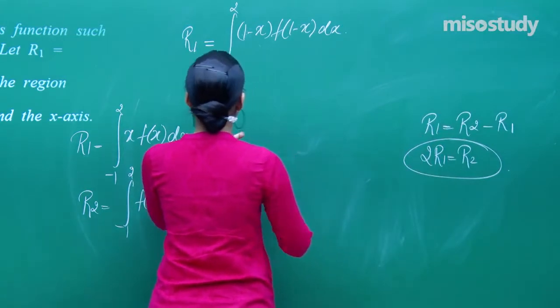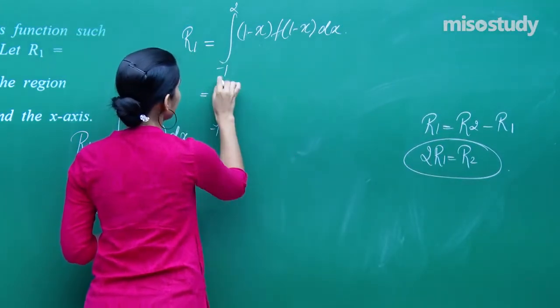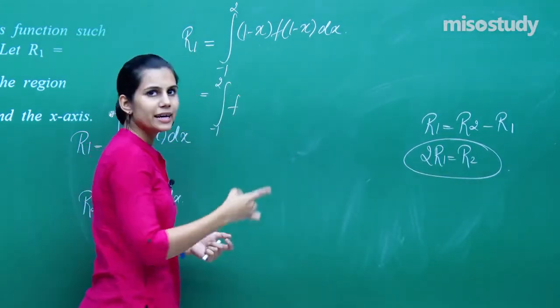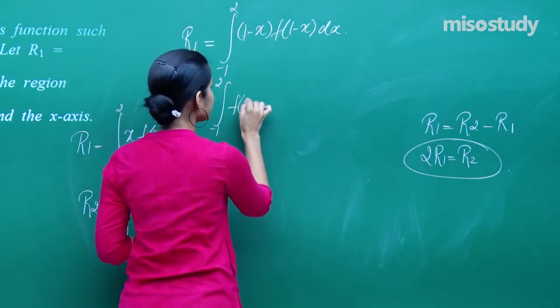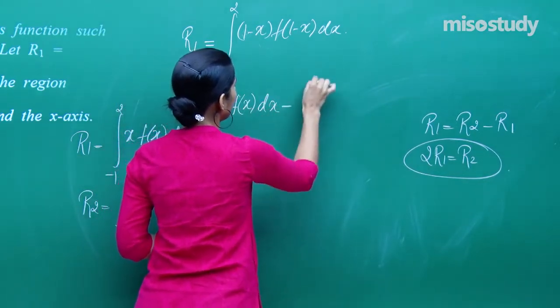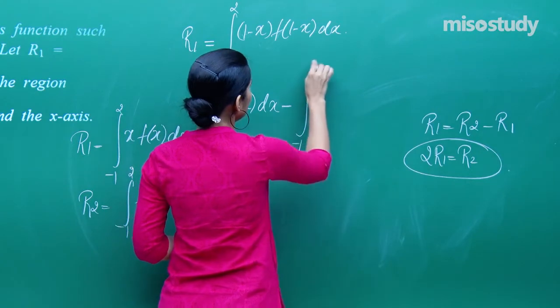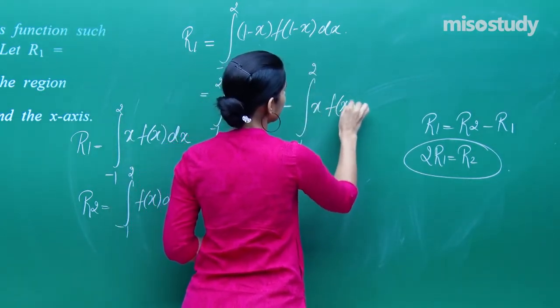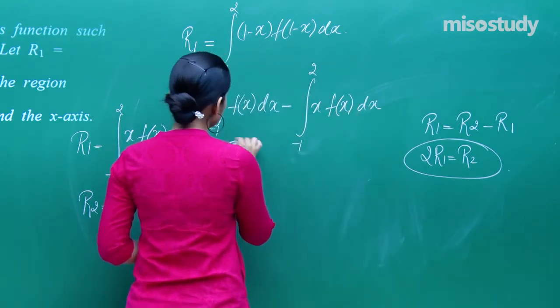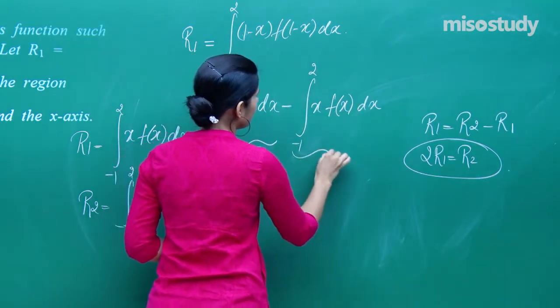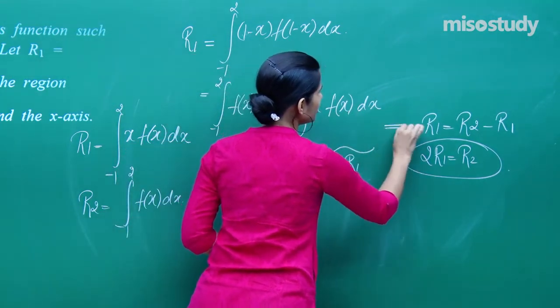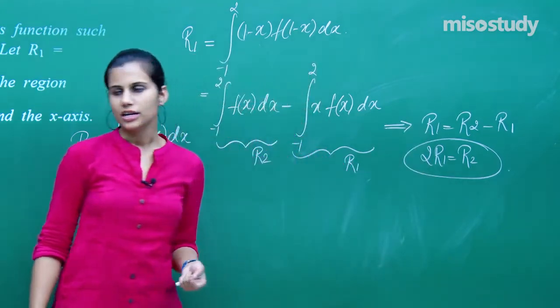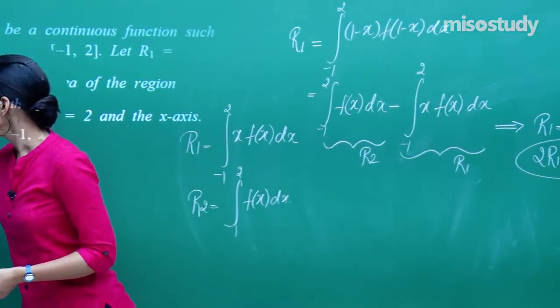What I basically tried to explain is that this particular thing will be interpreted as integral from minus 1 to 2 of f of 1 minus x dx. Now f of 1 minus x is the same as f of x, minus integral from minus 1 to 2 of x into f of 1 minus x, which is again f of x. Then I said that this is R2 and this is R1, which eventually gave you your answer as twice of R1 is R2.